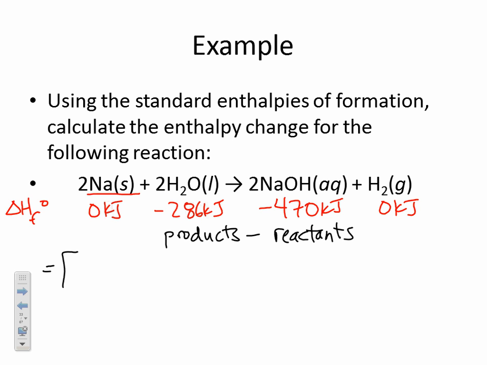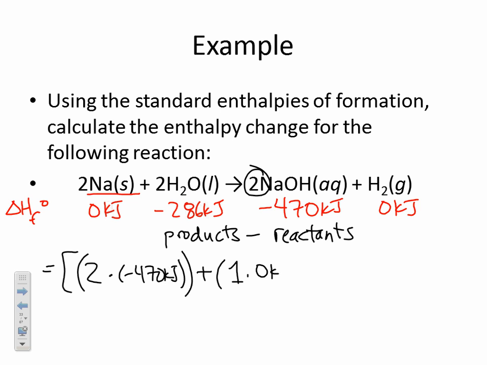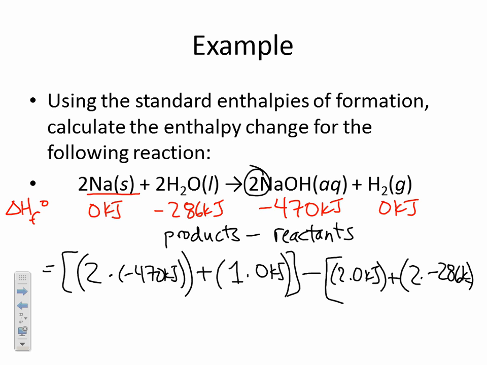So I'm going to do, for the products first, I'm going to do 2 times, right, the 2 for the NaOH, 2 times negative 470 kilojoules, plus 1 times 0 kilojoules. That's my hydrogen, right? It's nothing. It's forming H2 from H2. Nothing has changed. There's been no energy change in there. Minus my reactants, 2 times 0. That's my sodium. Plus 2 times minus 286 kilojoules. That's the water. Again, taking the coefficients into account. That's where those 2's out in front are coming from.